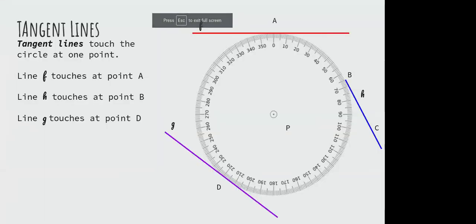Okay, so this is again our usual circle. The tangent lines touch the circle at one point. Again, line F touches at point A. And unfortunately, I couldn't make the dot to show exactly where it would touch. The software is not capable of doing that.